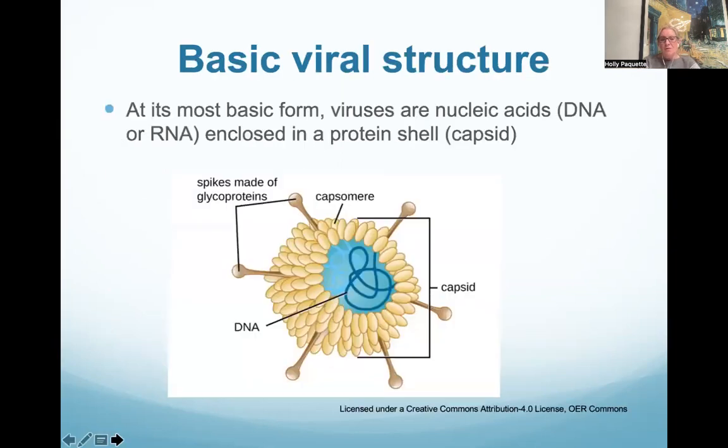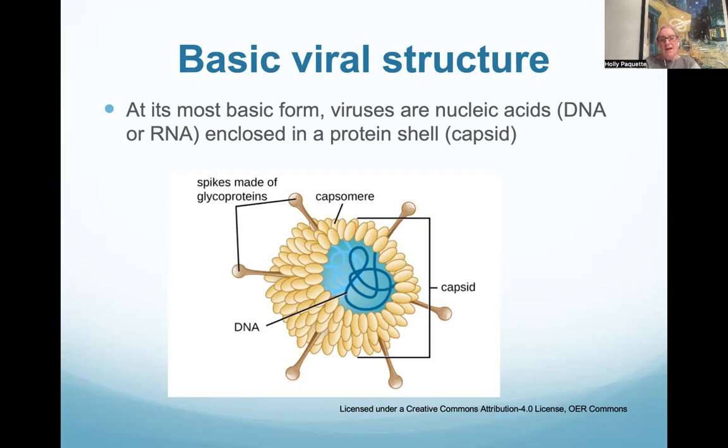The basic viral structure is a nucleic acid center, so the DNA or RNA that has the information to make that virus, enclosed within a protein shell that we refer to as a capsid. Now on this one, you can see that they're showing DNA inside of the virus or the virion. This could also be RNA. There are viruses that their genome is RNA or ribonucleic acid instead of deoxyribonucleic acid.